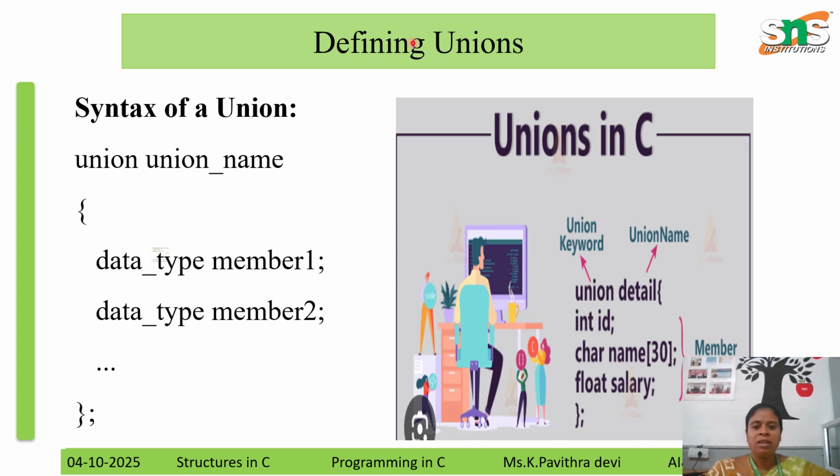Combined definition: after the union definition, union data and combine the variable. Here for example, union is the keyword, detail is the union name. Here we declare int id, char name, float salary, and close with a semicolon. The union is closed.